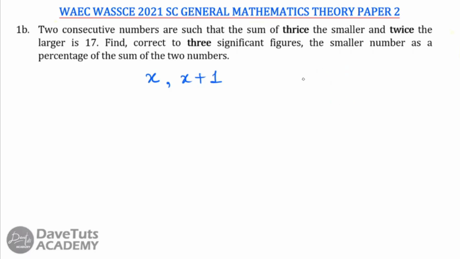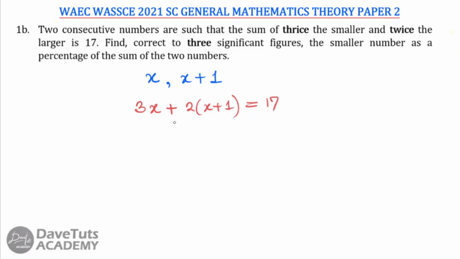So once we have that as what we're given, we're now being told that the sum of thrice the smaller one. Now here, the smaller one is x, and they're talking about thrice, so 3 times x, then the sum plus twice the larger. Twice the larger will be 2 multiplied by x plus 1, okay? So that sum is equal to 17, okay?